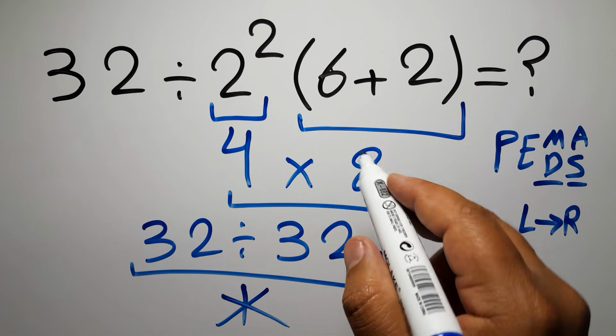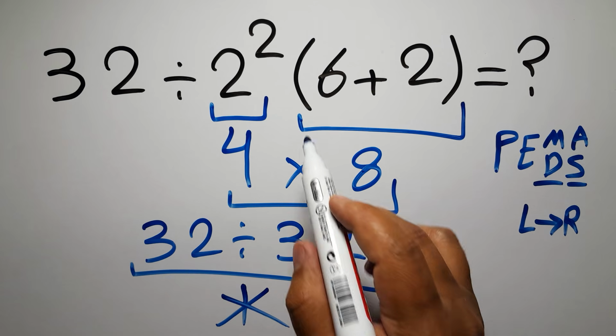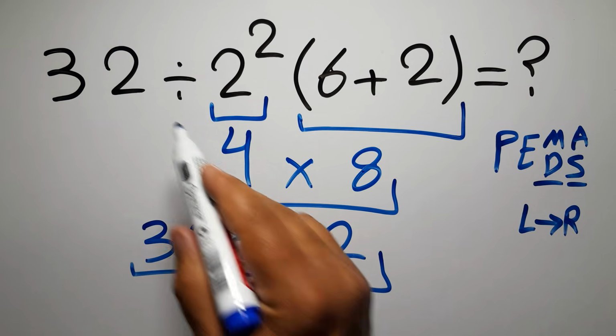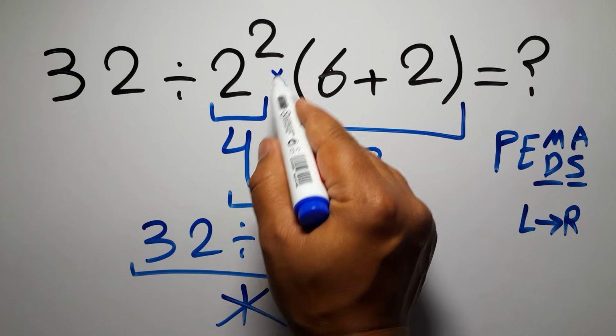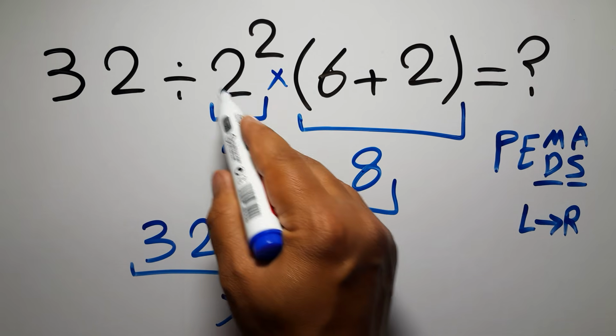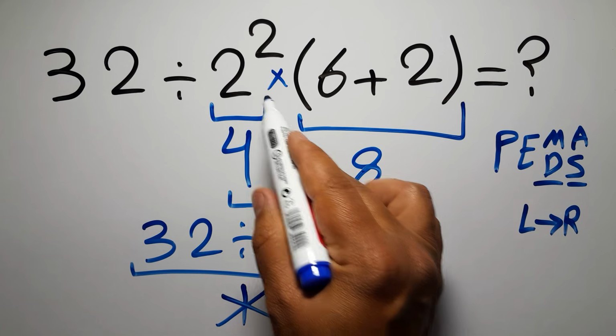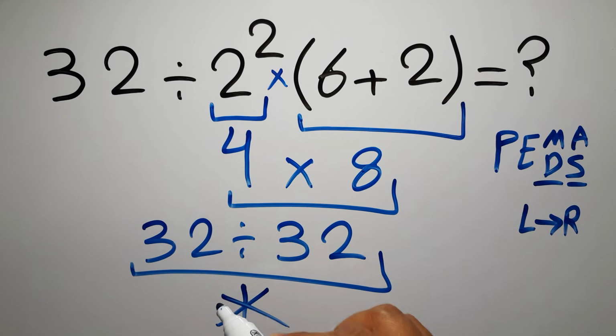So here, first we have to do these parentheses. Okay, and after this parentheses we have one division, one exponent, and one multiplication. Here we have a multiplication because in mathematics when a number is placed next to parentheses it means multiplication, and we usually don't write the multiplication sign for brevity.